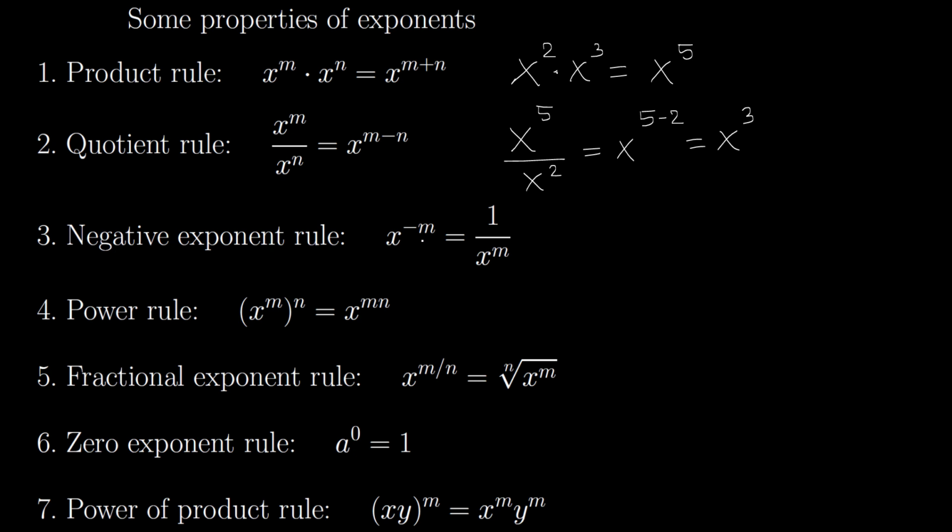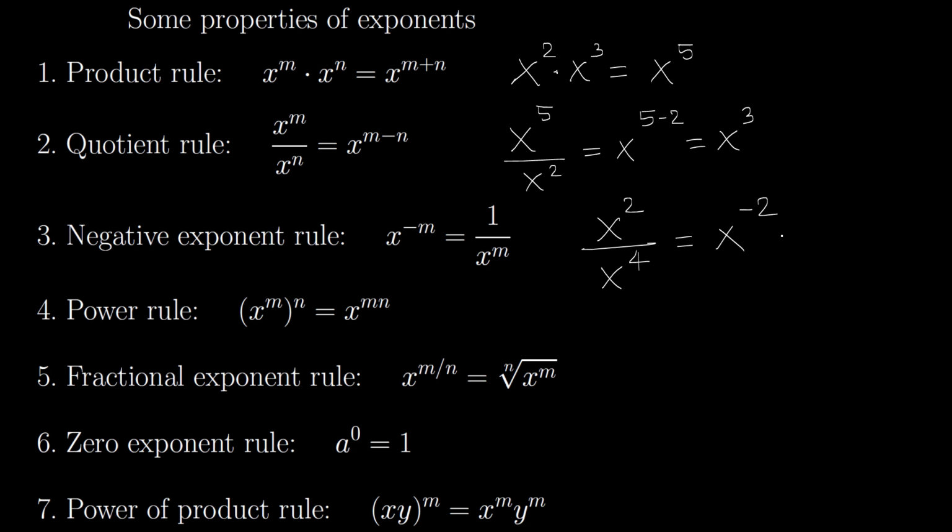Now negative exponent. We don't like to write negative exponents. So x raised to negative m is just 1 over x to the m. Okay, let me combine two examples here. Suppose we have x squared over, let's say, x to the 4. Then we can move up using the quotient rule, x, just x, 2 minus 4, that's negative 2.